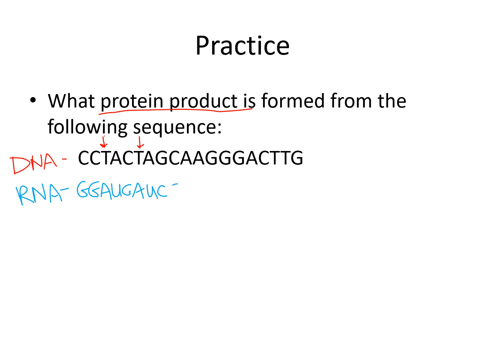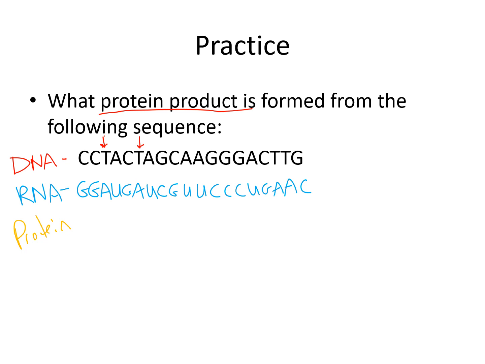So C would match to G, A to U, U, C, C, C, U, G, adenine, A, cytosine. So that is your mRNA. Now what you're going to have to do is translate into the protein.